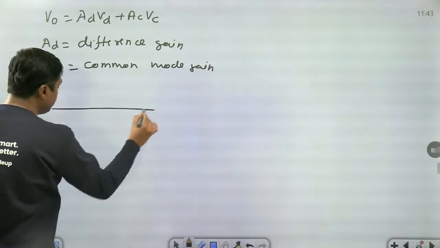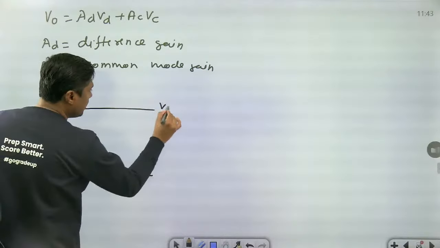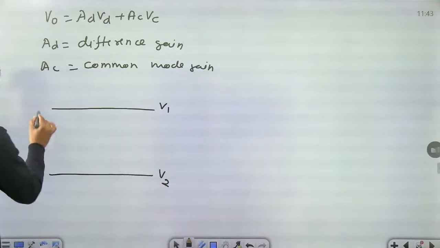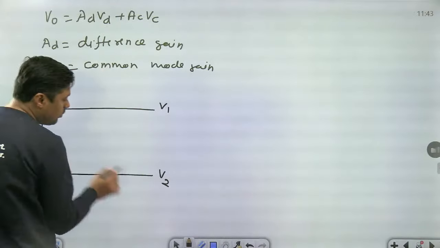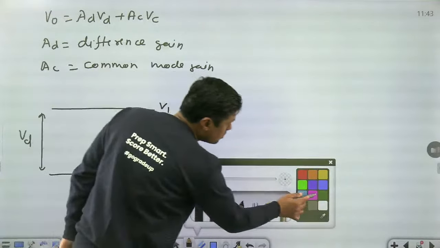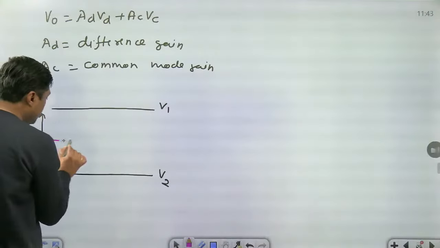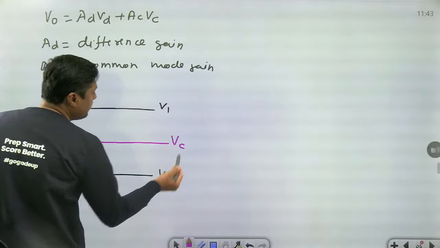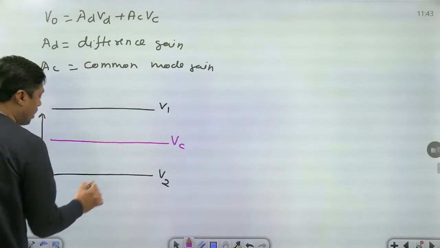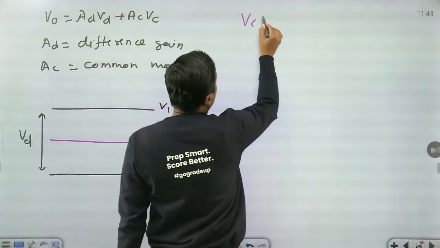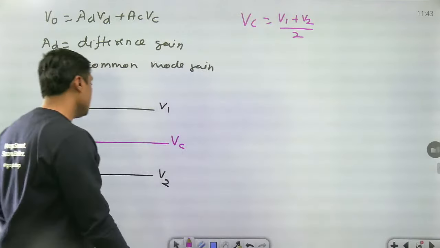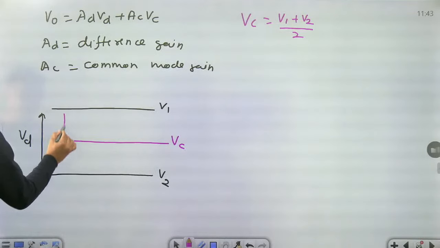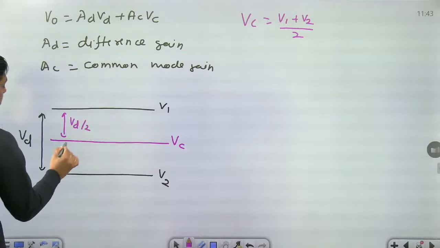Always remember, if these are the two signals V1 and V2, then the difference is called VD, and then the common mode signal. Many people have a doubt: what does common mean? Common means average value. VC is (V1 plus V2) by 2. This is called the average or common value, and that is called the difference. So this difference is VD by 2, and this difference is VD by 2.